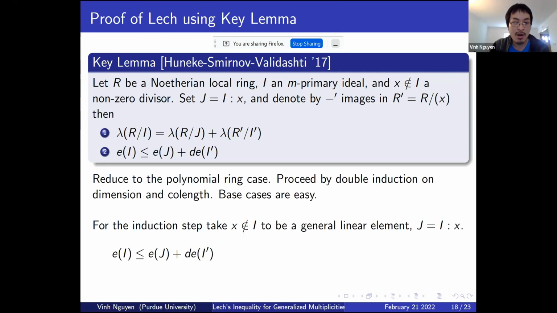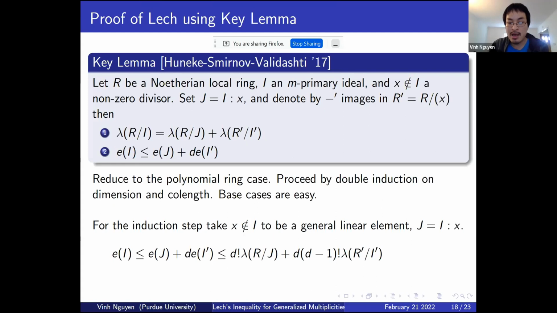So from the second part of the lemma, we know that the multiplicity of I is bounded above by the sum of these two other multiplicities. And by induction, the colength of J drops, so the multiplicity of J is less than or equal to d factorial times the colength of J. And then I prime lives in a ring R prime, which is of dimension 1 less than R, so we can use the induction on dimension to bound the multiplicity e of I prime.